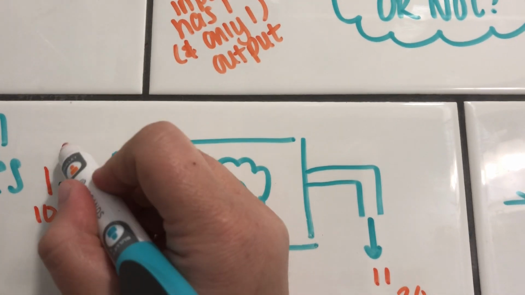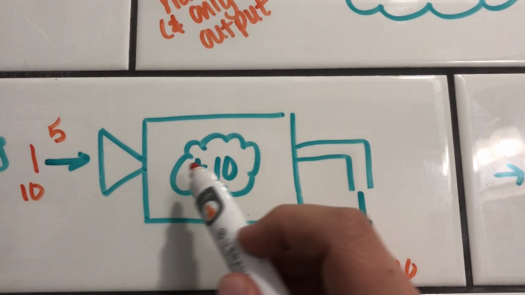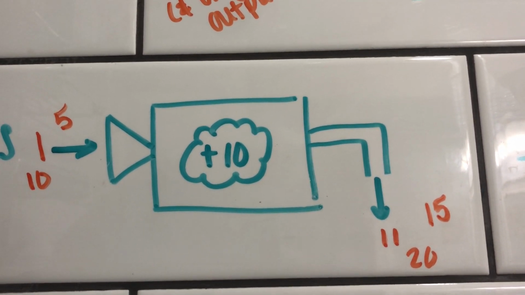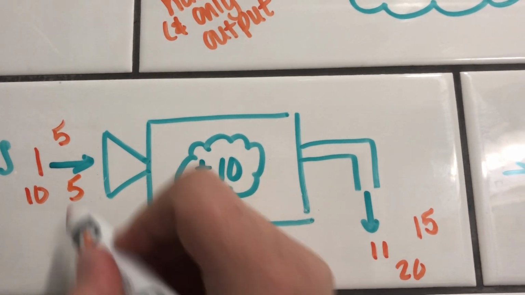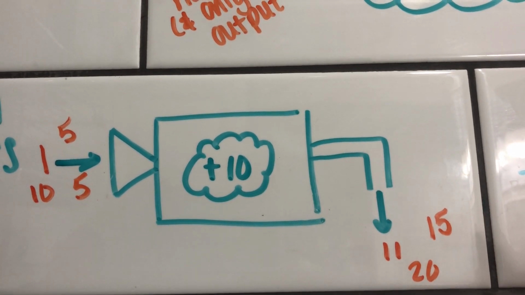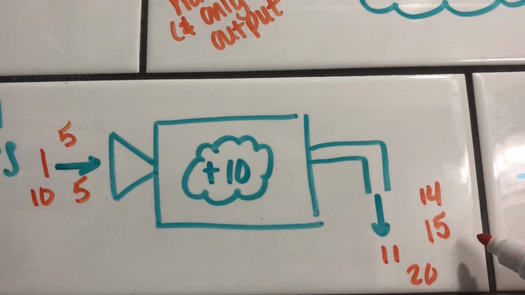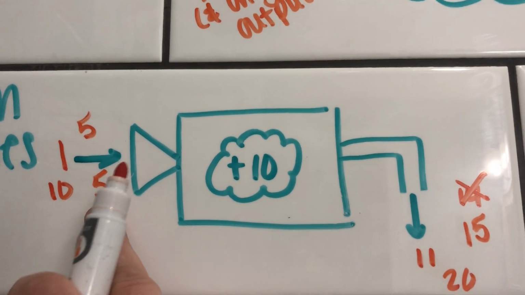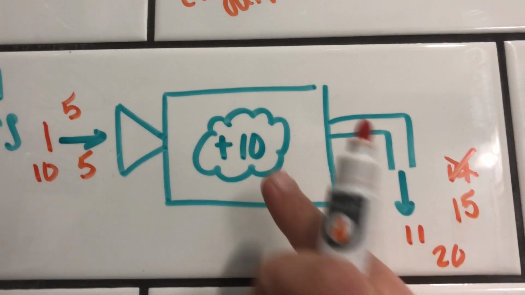If I put in a 5, it goes through the function machine, add 10, and I end up with a 15. Now what if I put in another 5, and now 15 didn't pop out, 14 popped out? That wouldn't work. That's not a function anymore. So every input has one output according to the rule.